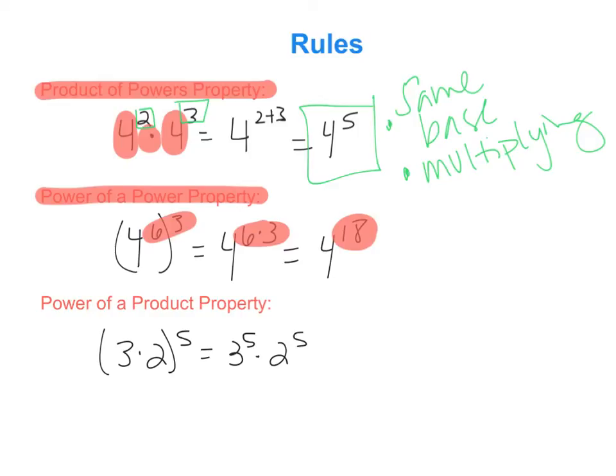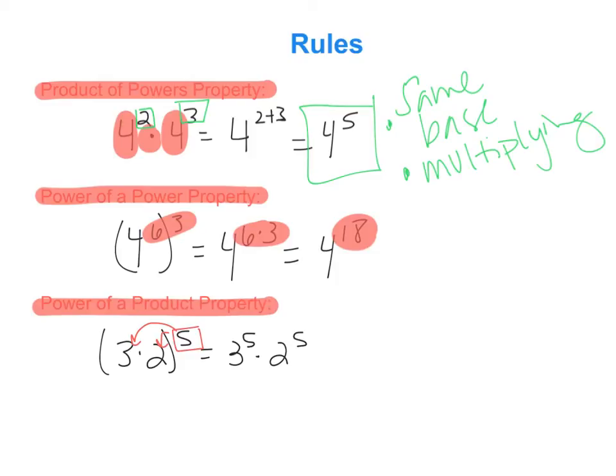The last example was the power of a product property, which is kind of like the distributive property. You're basically taking your exponent and you're applying it to everything within your parentheses. So 3 times 2 to the 5th power becomes 3 to the 5th power times 2 to the 5th power.